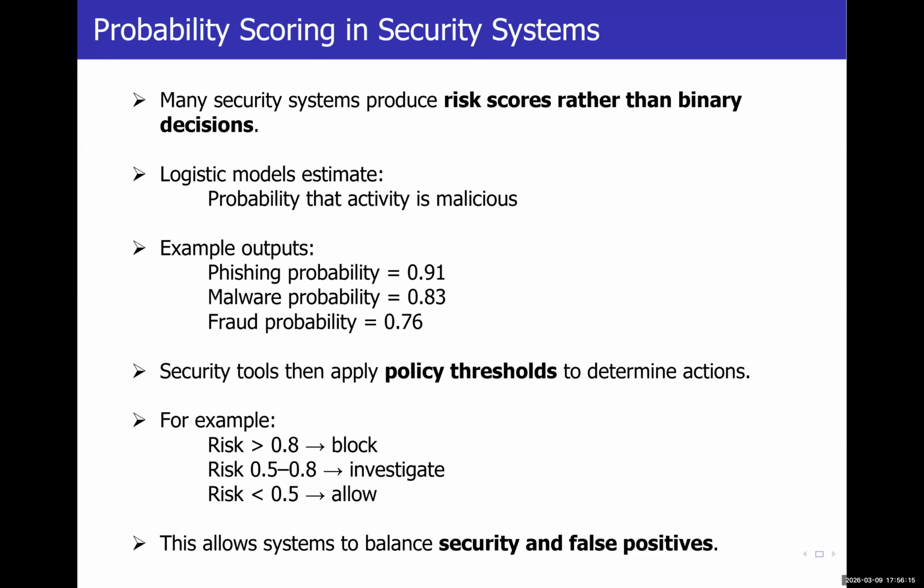And security tools then use these probabilities to guide decisions. High-risk events might be automatically blocked. Moderate-risk events might be flagged for investigation, and low-risk events may be allowed to proceed. This probabilistic approach helps balance security protection with the need to minimize false positives.